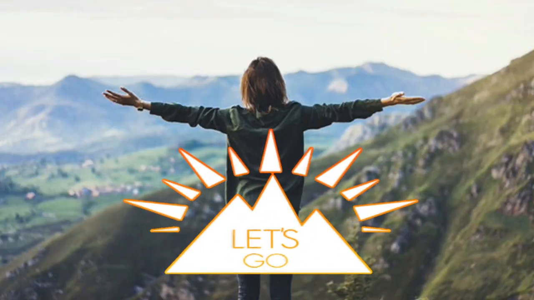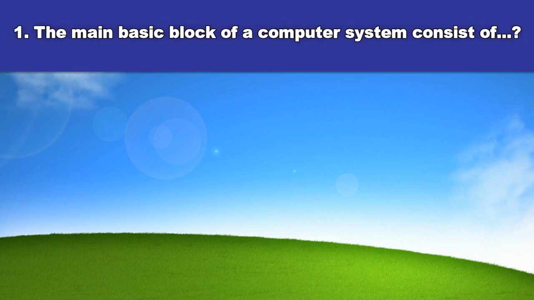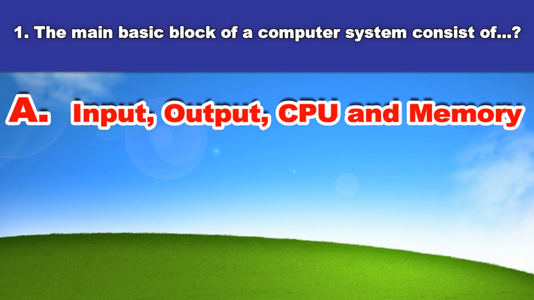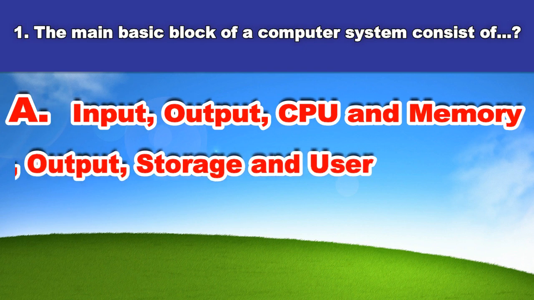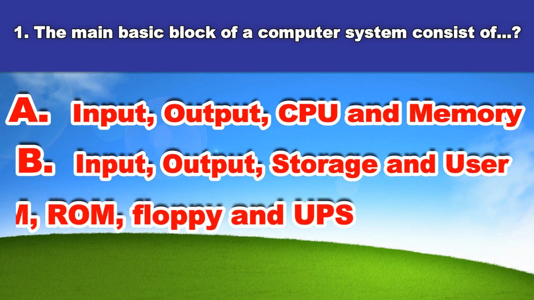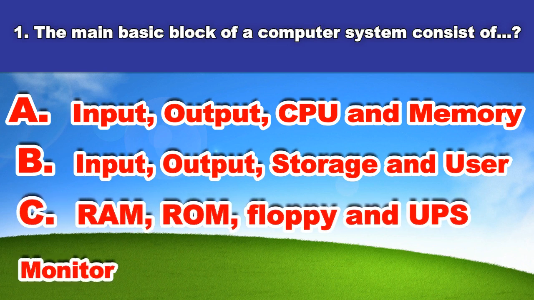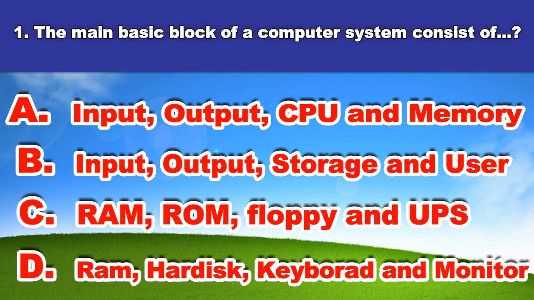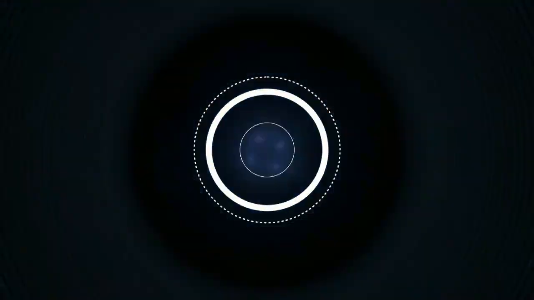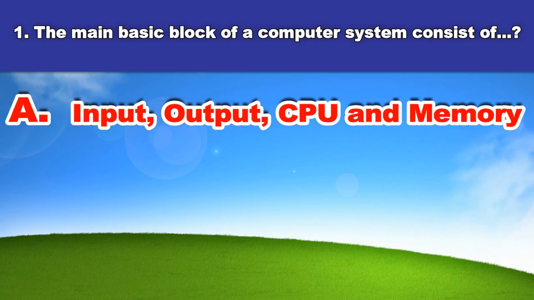First question. The main basic block of a computer system consists of A. input, output, CPU, and memory. B. Input, output, storage, and user. C. RAM, ROM, floppy, and UPS. D. RAM, hard disk, keyboard, and monitor. And the answer is input, output, CPU, and memory.